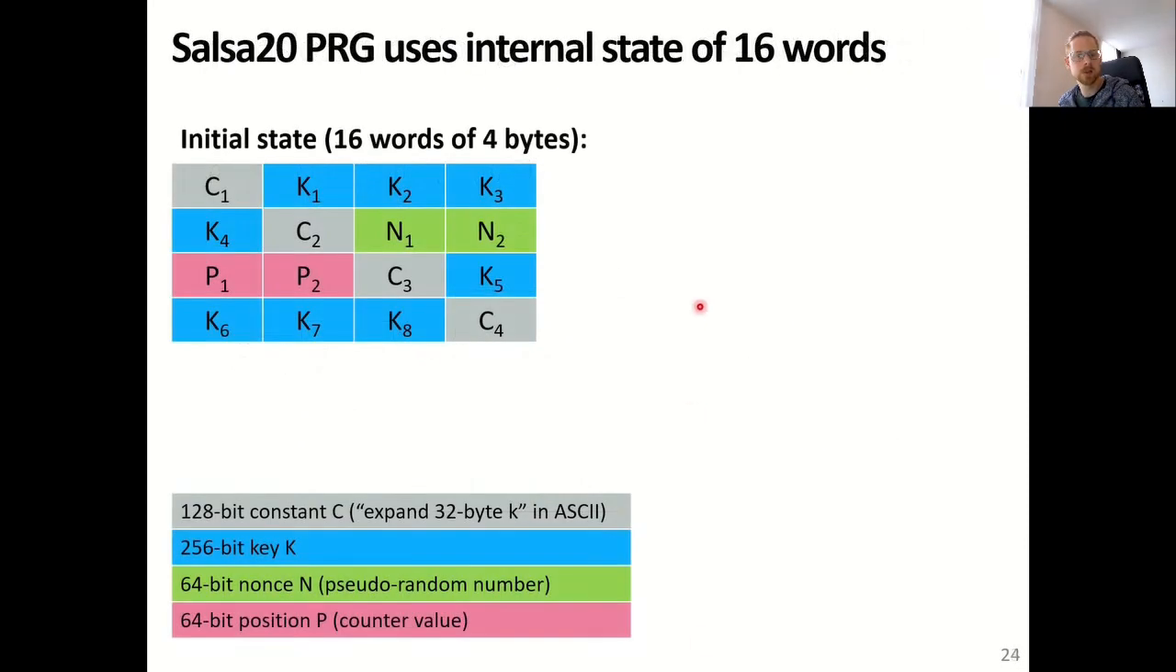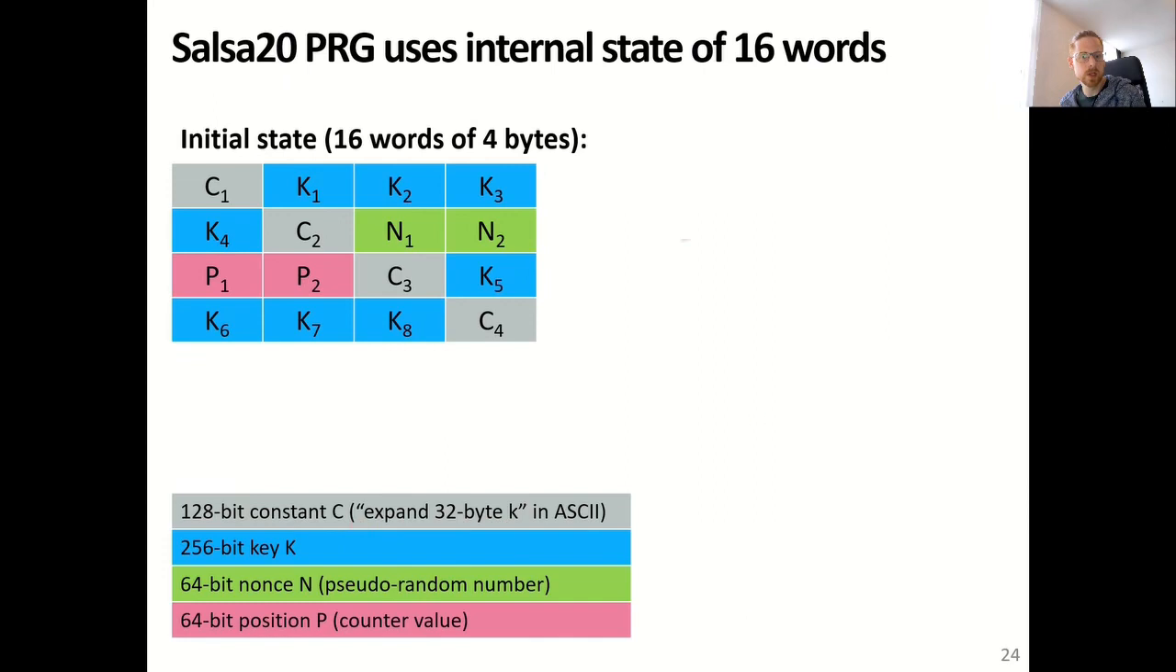And as I said, the PRG, while generating key blocks, uses an internal state in the form of a 4x4 matrix. This 4x4 matrix consists of 16 words, each 4 bytes in length. And here you see how the initial state is created. It consists of 4 different types of information. First is the constant C. The constant is the same every time the algorithm is executed. It takes the form of 16 ASCII symbols that read "expand 32-byte k".